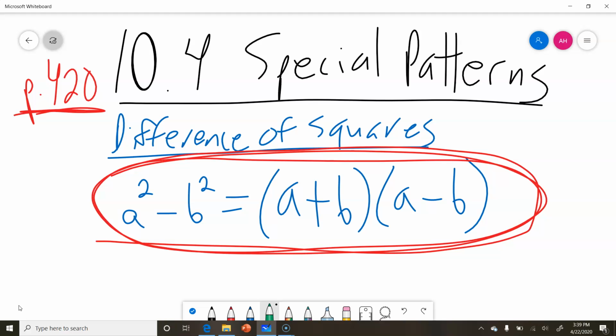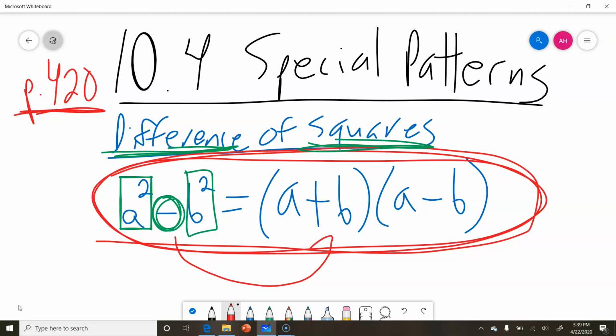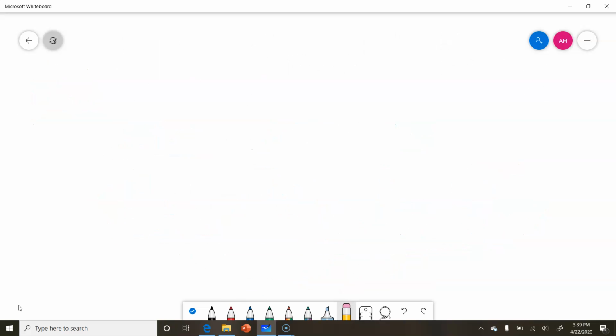What that means is if you have a squared here and a squared here and a negative sign in between the two squares, you see that? Squares, there's two of them. Difference, there's the subtraction sign. What that translates to is one of them becomes a plus b, one of them plus the other, and then the other becomes a minus b, one of them minus the other. That's just a rule in algebra. If you need to pause it and write that down, go for it.